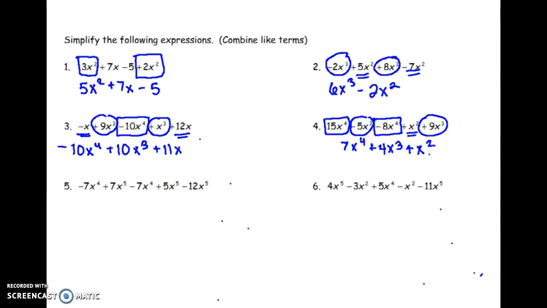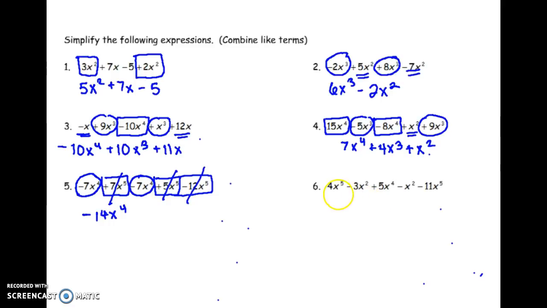Okay, number 5. Okay, we're going to look at, let's do our fifth powers first. So 7x to the 5th, 5x to the 5th, and a negative 12x to the 5th. When we combine them, 7 and 5 is 12. 12 minus 12 is 0. So that means they're just going to all cancel out. But if I take negative 7x to the 4th minus 7x to the 4th, I'm going to get a negative 14x to the 4th. And we just write it like that.